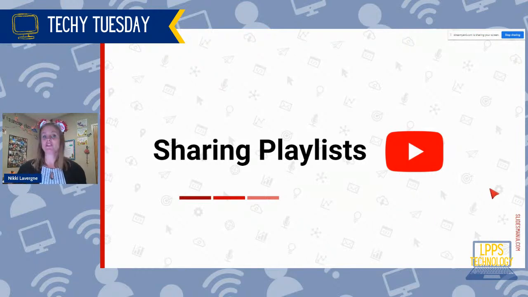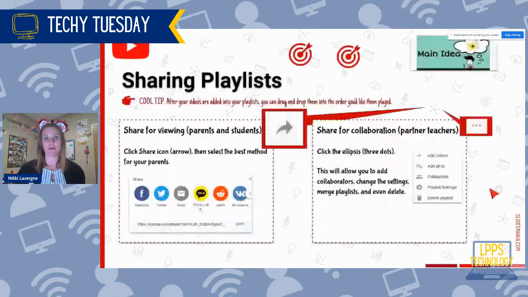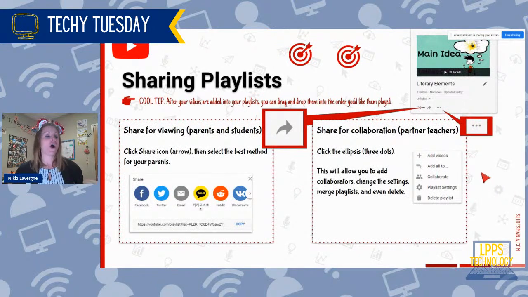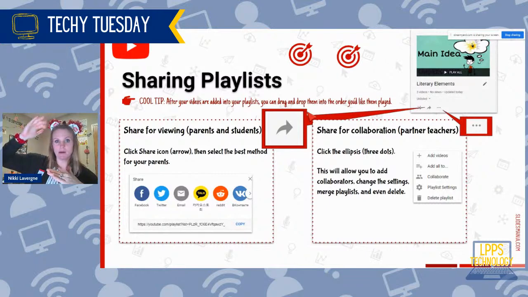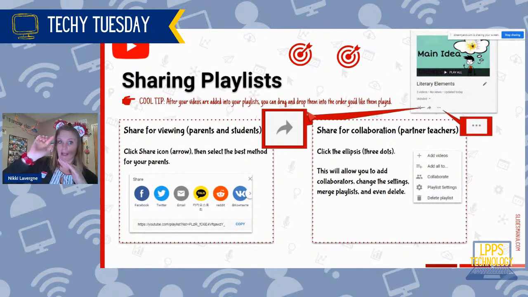Okay. So let's say we've got this playlist built. We are ready to share it. How do we do that? Also, cool tip, after your videos are added into your playlist, you can drag and drop them in the order that you want. So you've added all these videos, but they're in there randomly because you just happen to add them in when you see them. You just drag, drop, put them in the correct order. And when you share the playlist, the students will click play playlist and it will start at the top and play all the way through. So that's also a super nice feature.